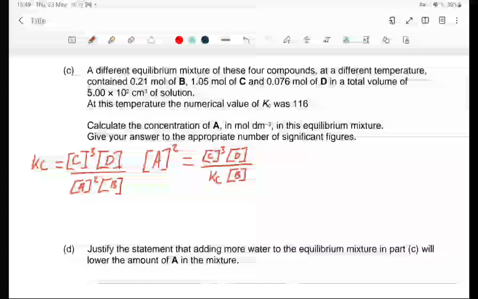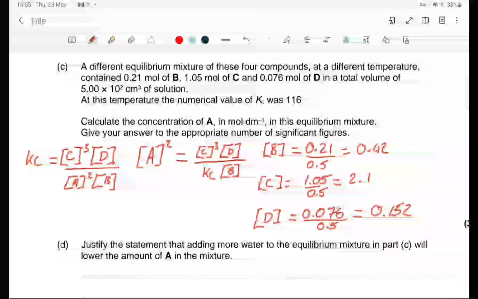So now that we know how to work out concentration of A, we need to work out the concentrations of C, D, and B, and put those into our expression that we've got written here. You can either just combine these together into one large equation, or you can calculate it all separately. The mark scheme has it all put into one equation, so I'll do it a different way to the mark scheme, and I will just calculate these all individually first.